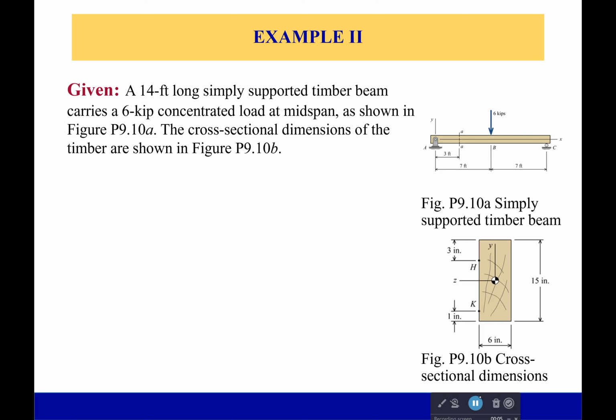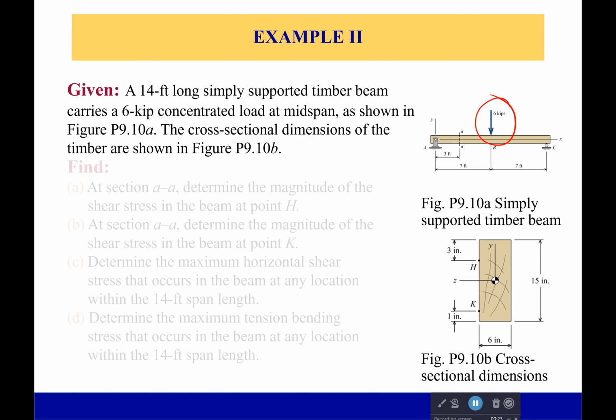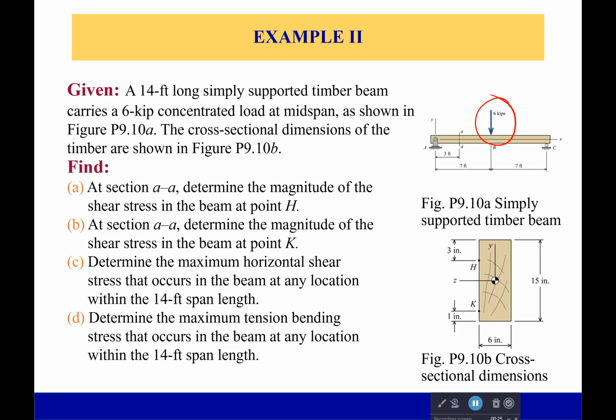Not quite as simple. This time we have to figure out what our internal bending moments are because we're now looking at it with this applied load of 6 kips at the center of this beam. So we have a 14-foot long simply supported timber beam. It carries that 6 kip concentrated load at mid-span. And what we want to find are quite a bit.